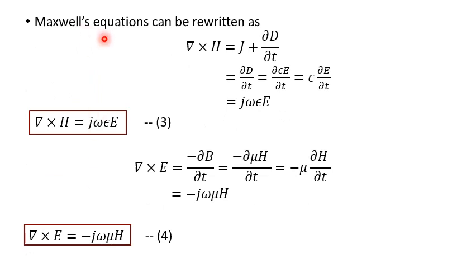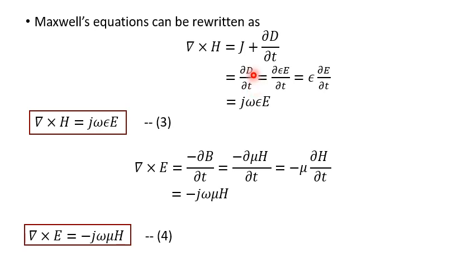So now Maxwell's equations can be rewritten. We know that del cross H is equal to J plus dou D by dou T. Because the medium is non-conducting and free of charge carriers, the J term is 0. So this becomes equal to dou D by dou T.